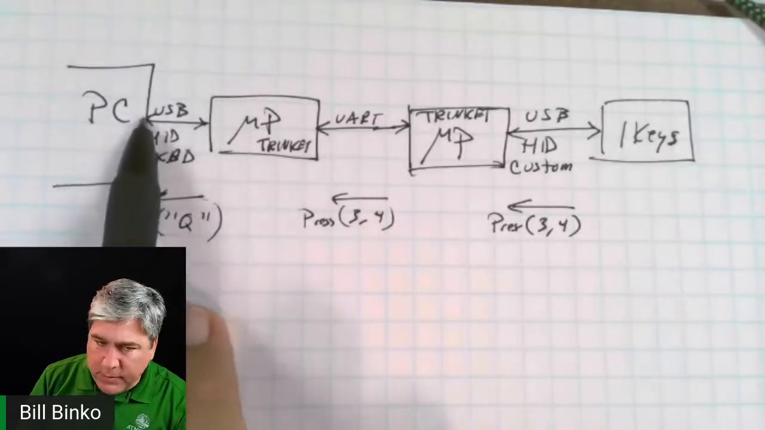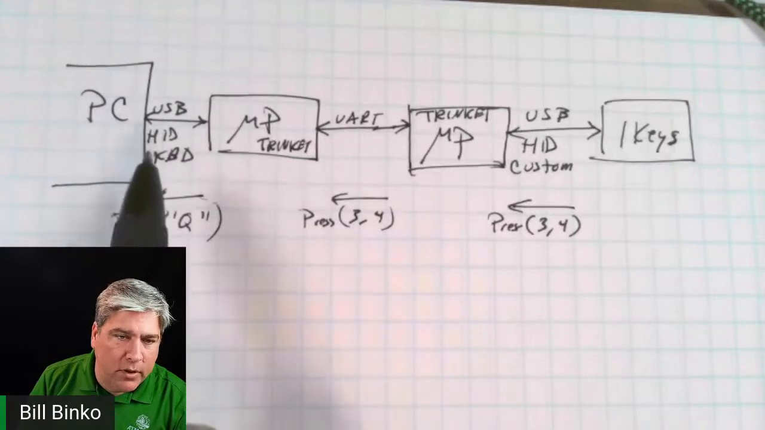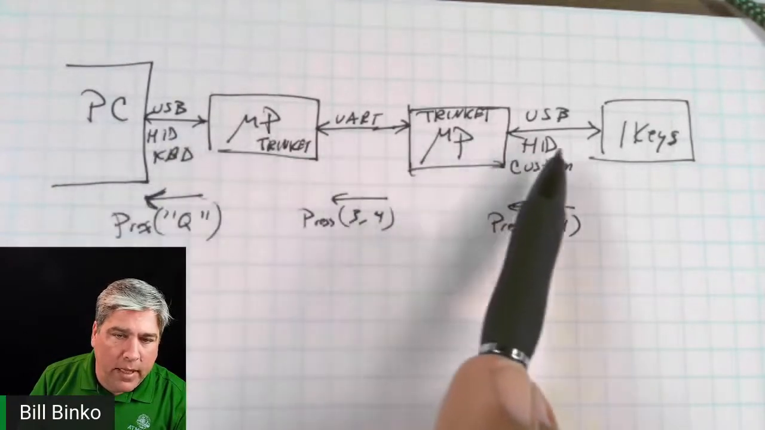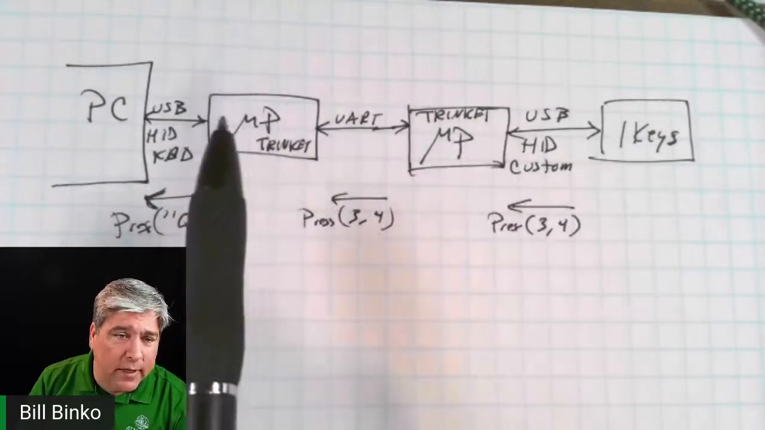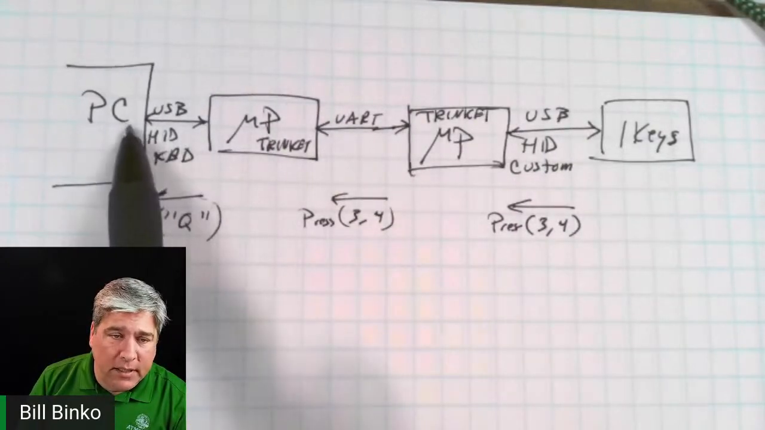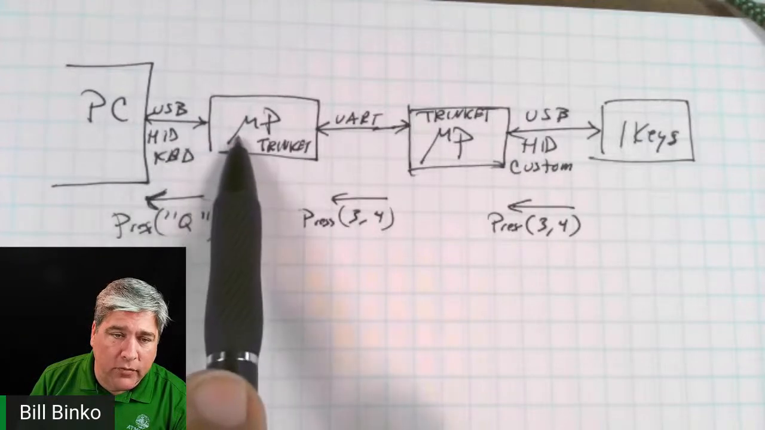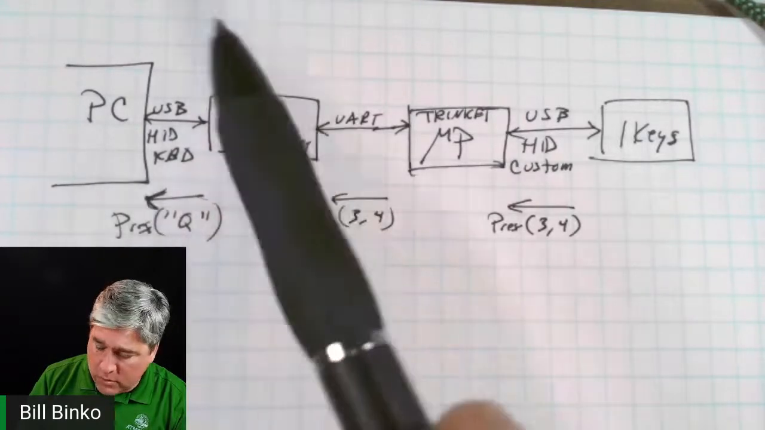So this is a basic, I drew up a quick picture here of how our current setup works, or at least how it worked when we started. Here's our PC. It's getting HID keyboard commands from a Trinket microprocessor.